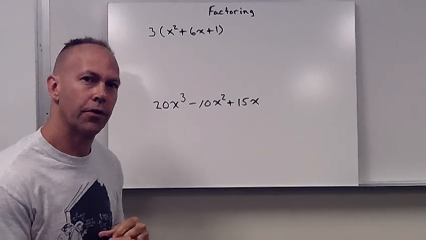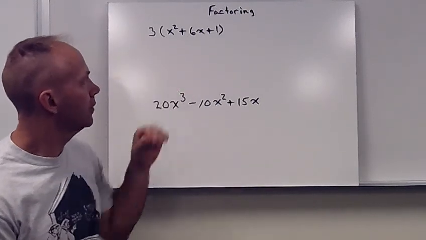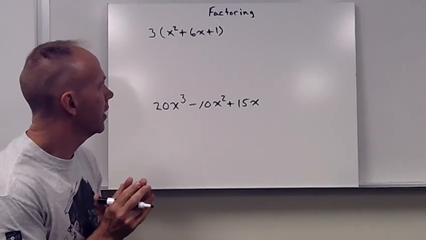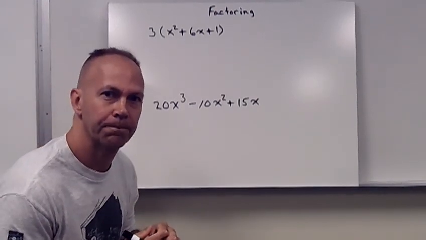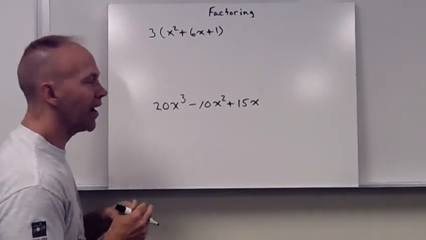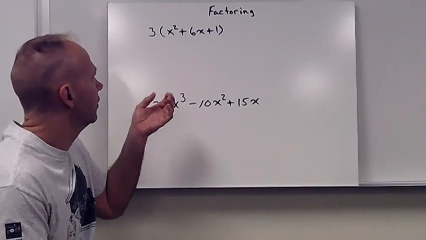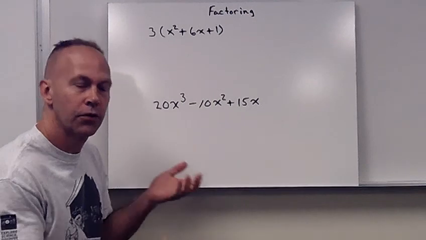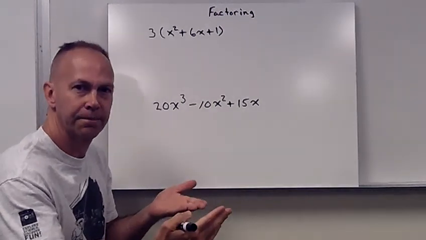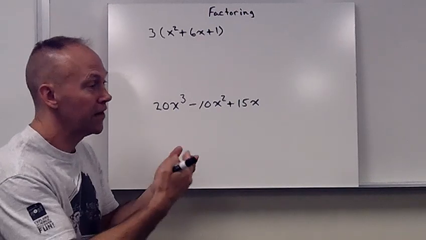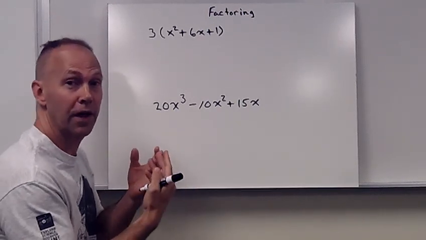Before we move on in the quadratics, we've got to look at something that we looked at earlier in the year a little bit, and that's the technique of factoring. Factoring is the opposite operation of multiplying. 2 times 5 is 10. We say 2 and 5 are factors of 10. 10 factors into 2 times 5.